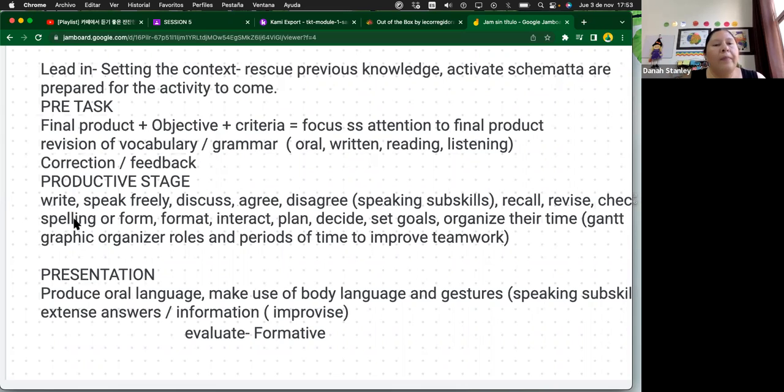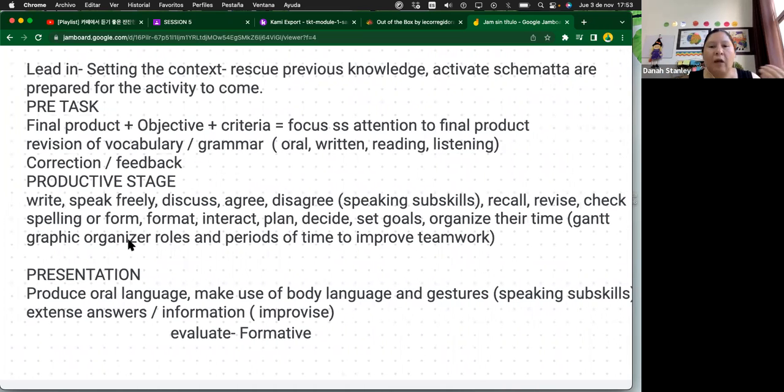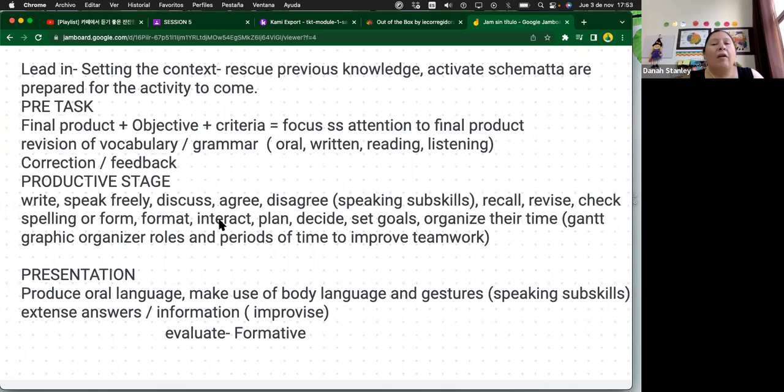So they can write, they can speak, they can discuss, agree, disagree. In this case, they are developing a lot of skills and a lot of soft skills. They can recall, revise, check spelling, or recall the form, the format, in case they need to write or produce something special, interact, plan, decide, set goals, organize their time.